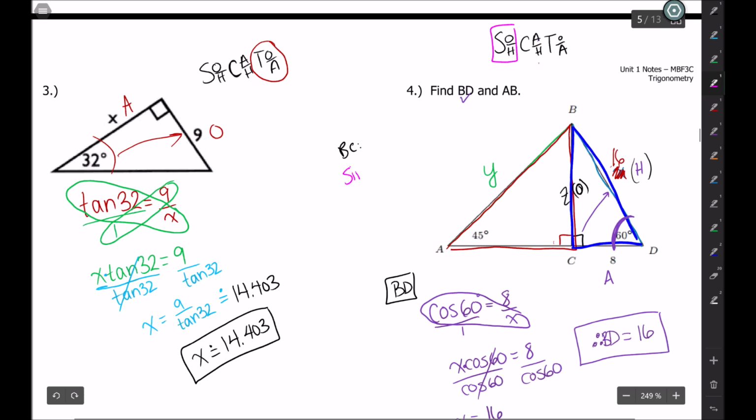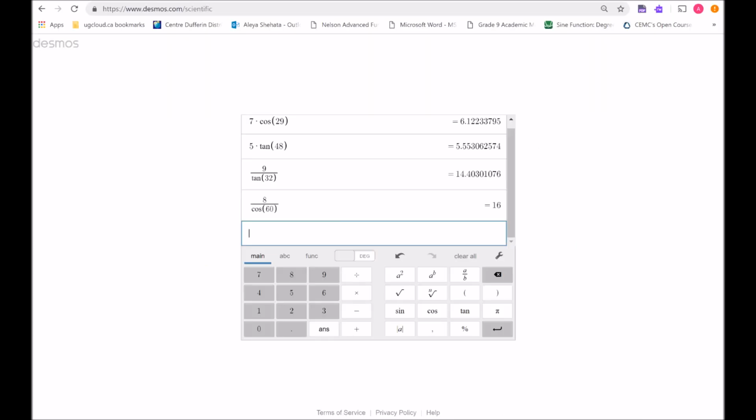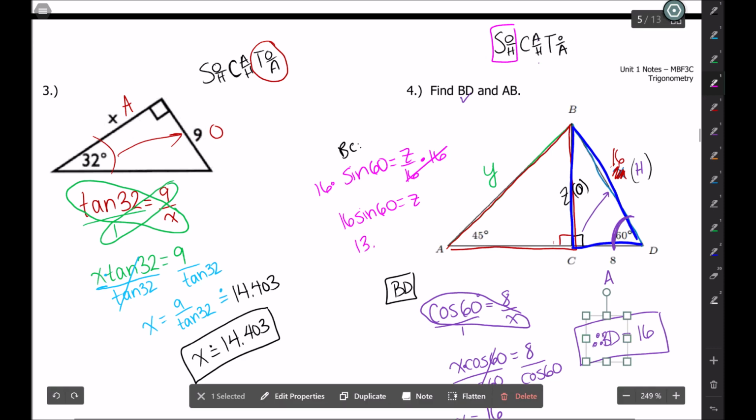So I'm going to find the sine of the angle, which is 60, and I'm going to say that's equal to Z over 16. Okay, then I'm going to multiply both sides by 16, so that 16 will cancel, but whatever I do to one side, I do to the other side. So 16 times the sine of 60 is what Z is. Okay, then I'm just going to type into decimals. 16 times the sine of 60, and then I end up getting 13.856. So right here, we're going to write down this is equal to approximately 13.856.